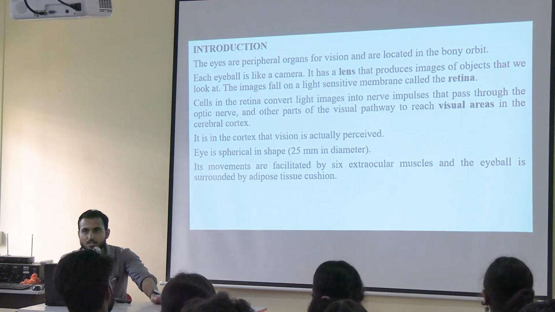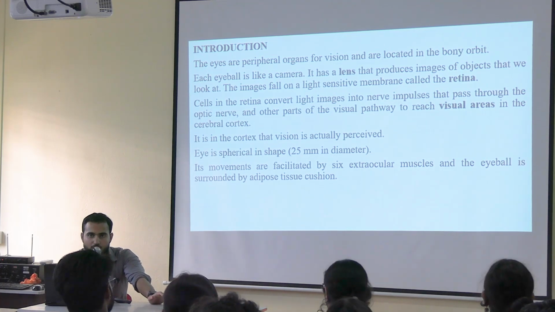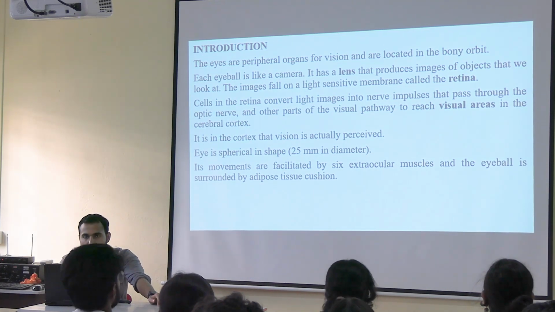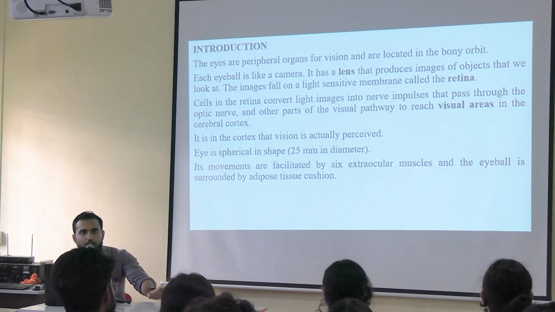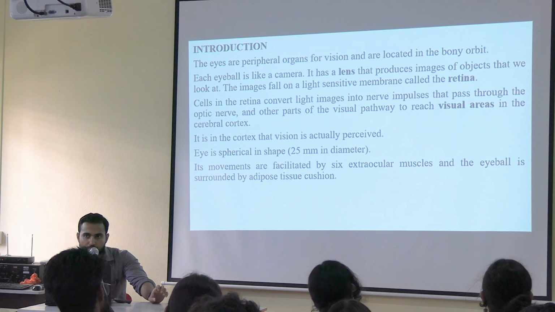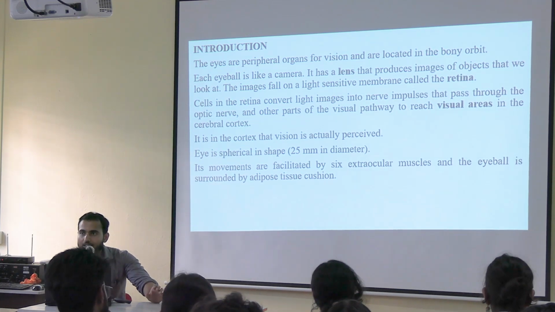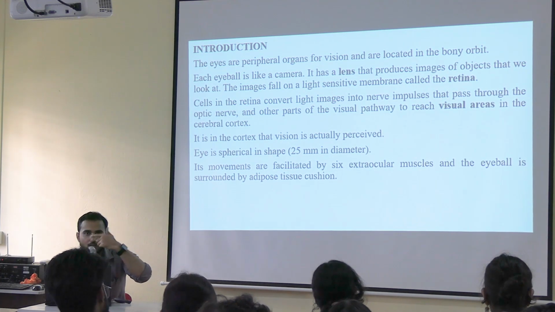Eyes, where are they situated? They are situated inside the orbit, and they are peripheral organs of vision. Now you have studied about the skull, right? In the skull, have you seen the orbit?